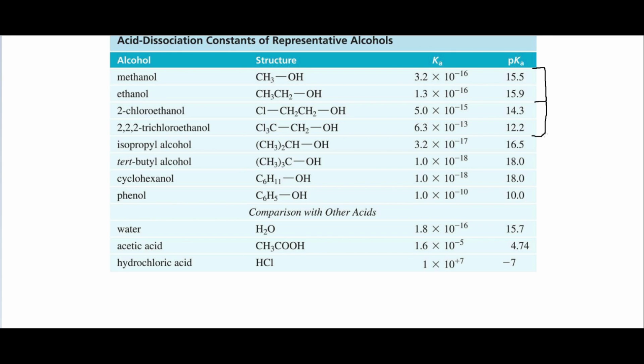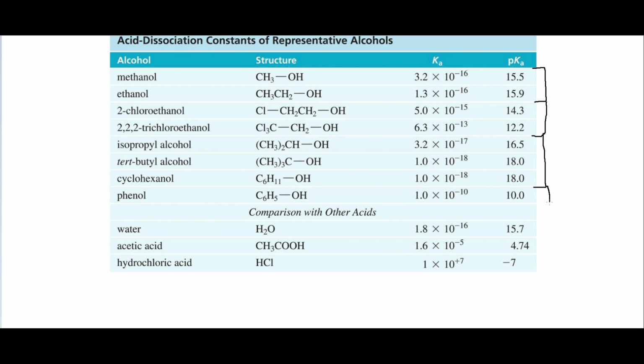But if we start adding more and more carbon groups on here, we see that we actually get less and less acidic, and that's actually inductive effects with the carbons, which are sort of putting even more electron density into the oxygen.